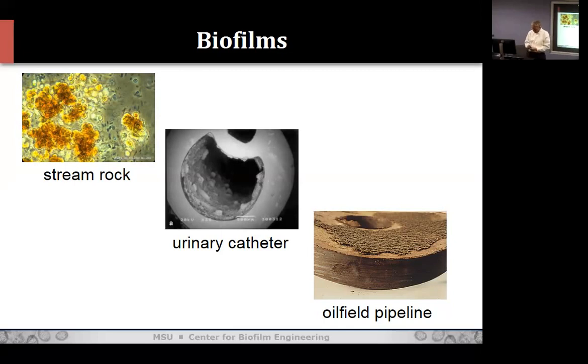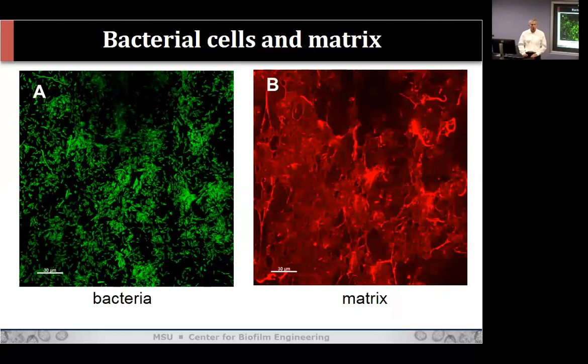And here's an example of that in a picture and a preview of the kinds of images that you'll be seeing more of in a minute here. On the left here in green are the bacterial cells themselves. This is a pseudomonad that contains a green fluorescent protein. And so the cell bodies are lit up green. They're just the actual cells themselves.